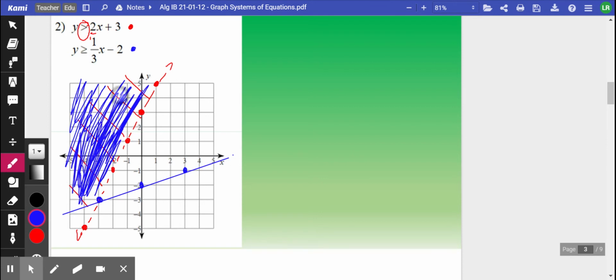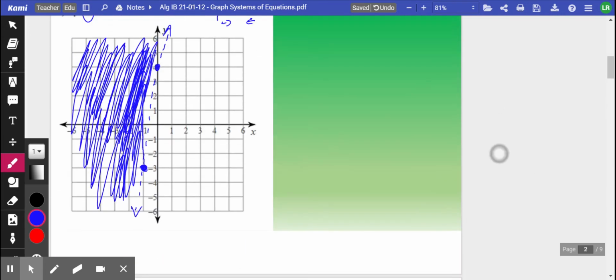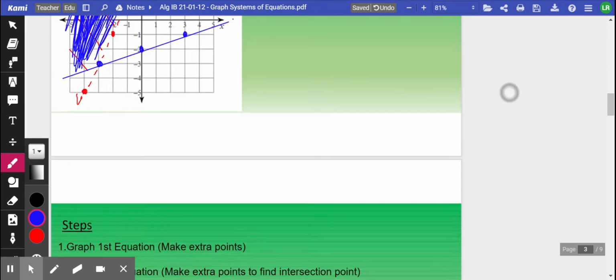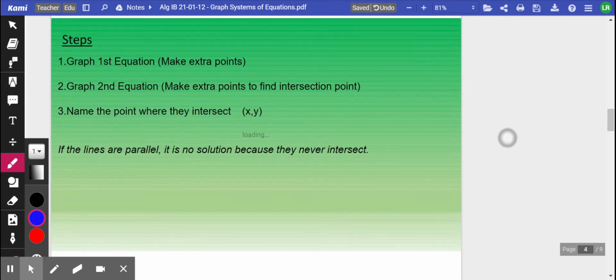Okay, it's that intersection of the two. Now, if you need to go back and watch yesterday's video to get more information on those types of problems, or for these types of problems, Friday's video, you're going to need to do that. What we're going to move on to is our new lesson.